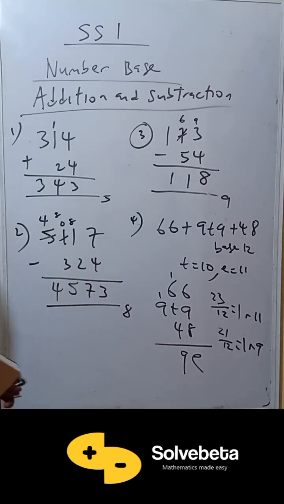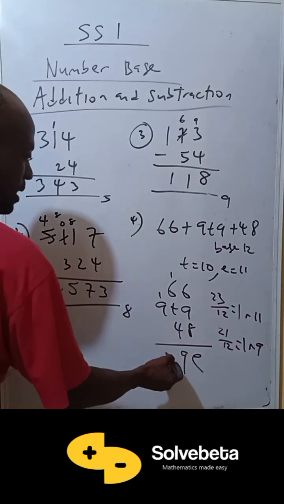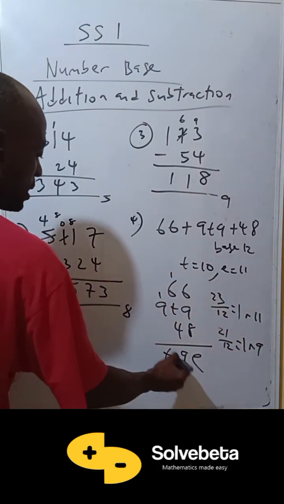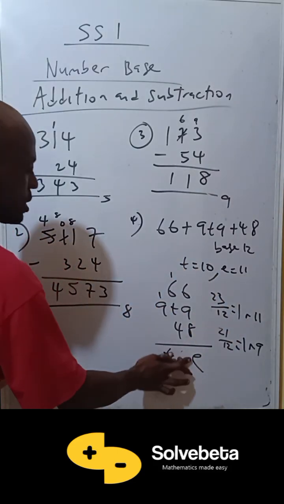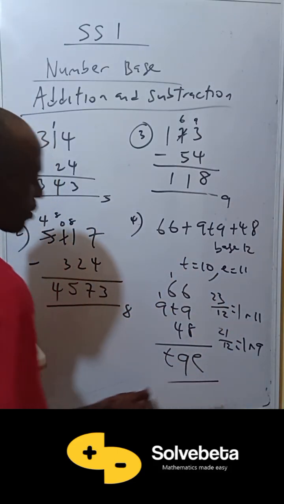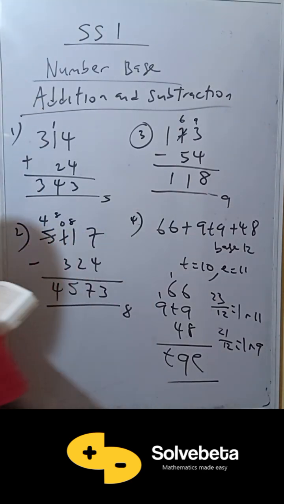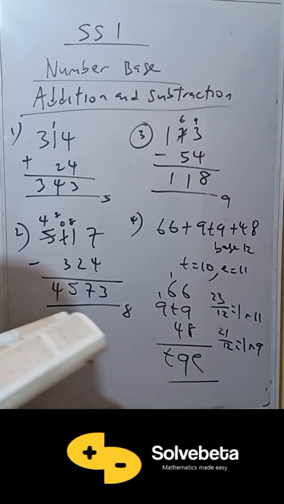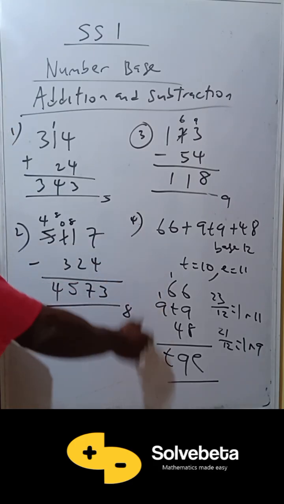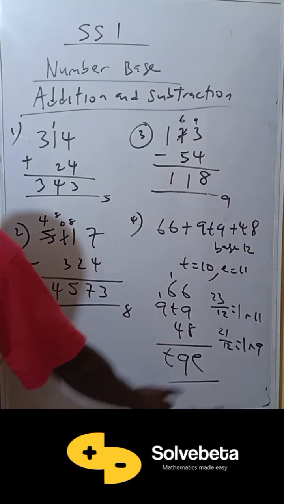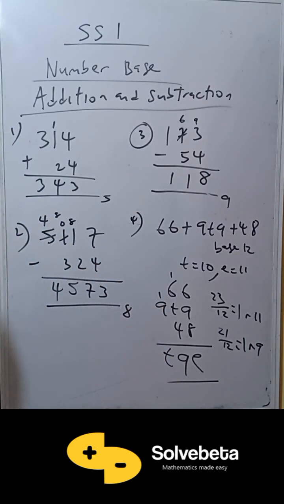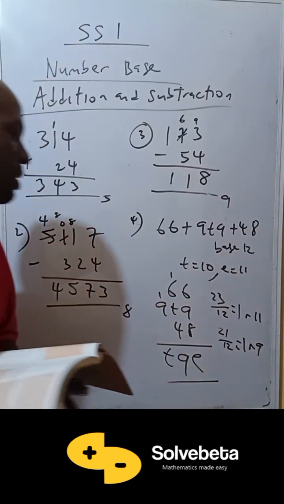1 plus 9 is what? 1 plus 9 is 10. Instead of writing 10, we use T to represent it. T9E. For those that do computer, for those that would offer courses in, maybe you want to be a computer engineer, you need to learn all of this very well. So it is T9E, that is our answer when we add this together.